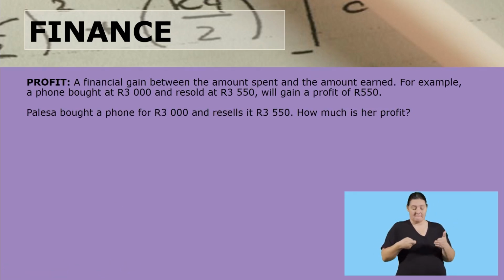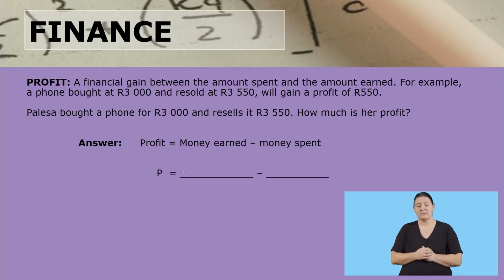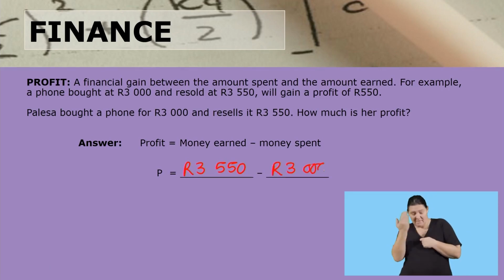Palesa bought a phone for 3,000 rands and resells it for 3,550 rands. How much is her profit? So how are we going to calculate profit here? We are going to look at the money earned and we are going to subtract the money spent. So this is the money that she received and we are going to subtract the money that she spent. The money earned here was 3,550, but the money spent was 3,000 rands.